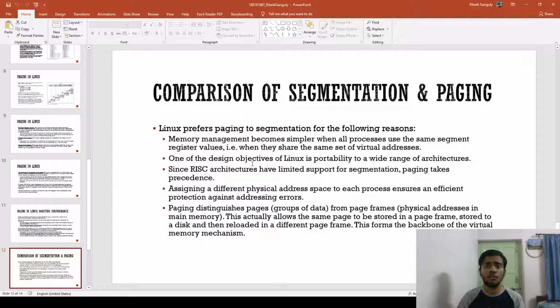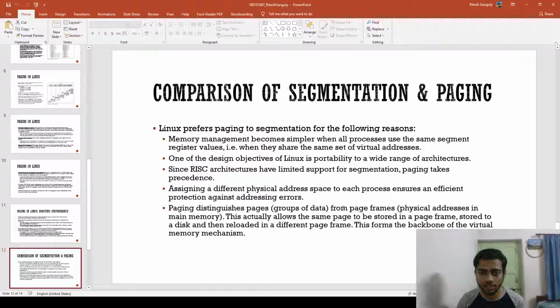Next, this is very important. One of the design objectives of Linux is portability to a wide range of architectures. Linux is open source software, so it tries to cater to a very wide range of architectures available on the market. Since RISC architectures have limited support for segmentation, Linux gives paging precedence, so that the code runs on all types of computer architectures there are in the market. So that is it.